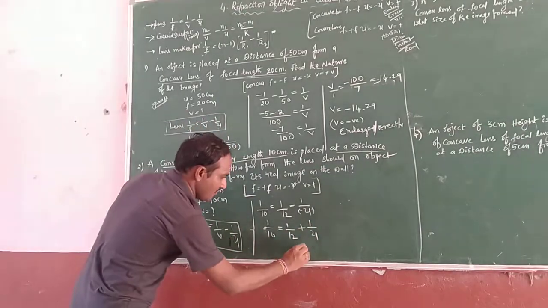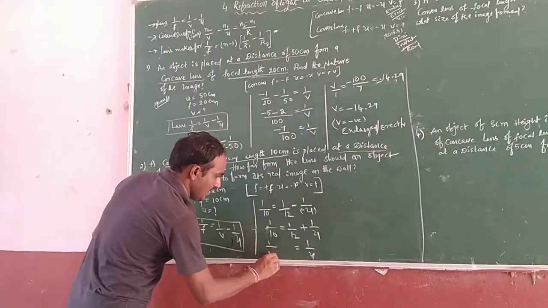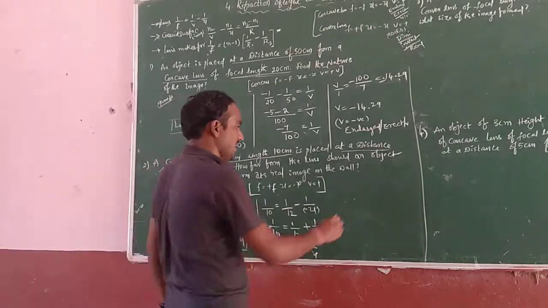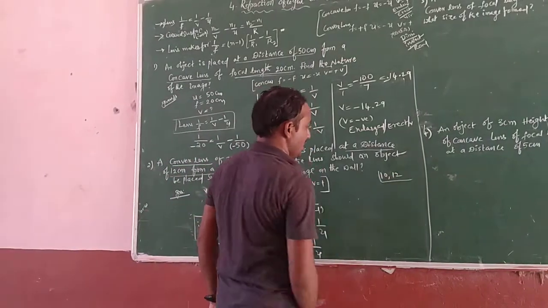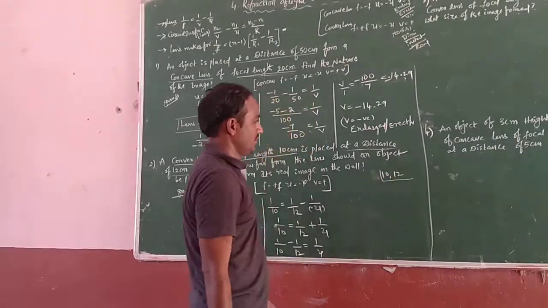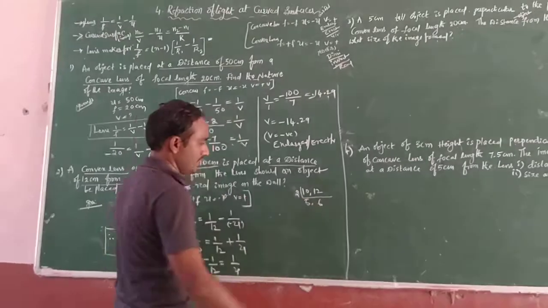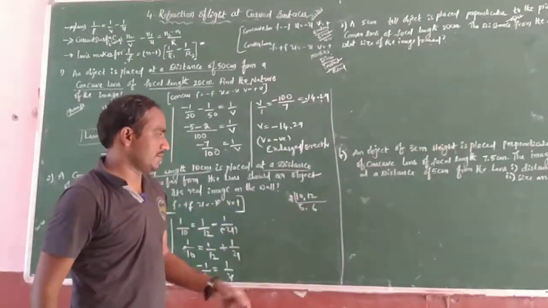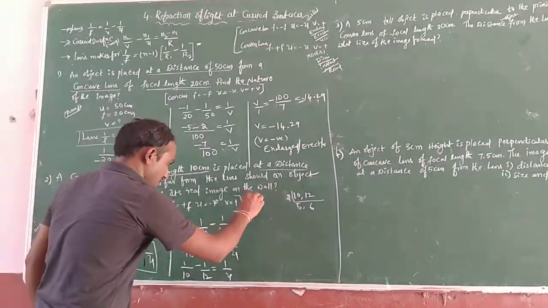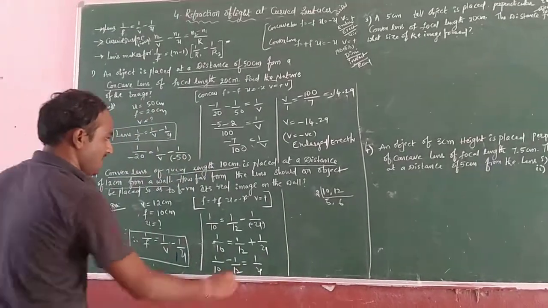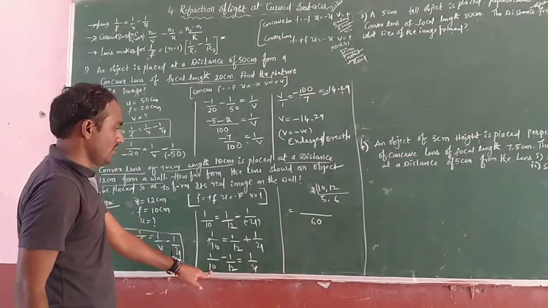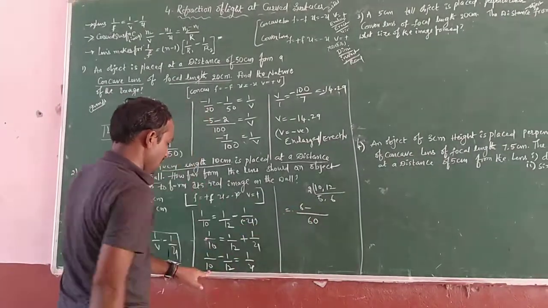So we will take the left side: 1/10 minus 1/12. The LCM of 10 and 12: 5 twos are 10, 10 sixes are 60, so here the LCM is 60. How many times does it go? 6 times for 10, and 5 times for 12.